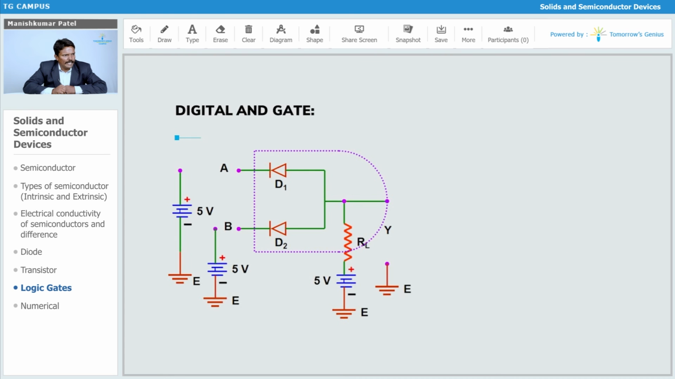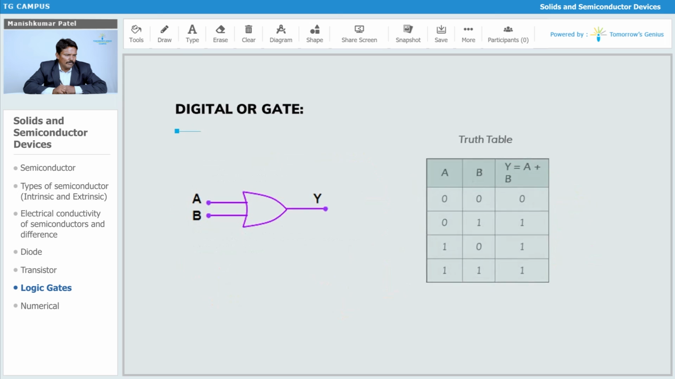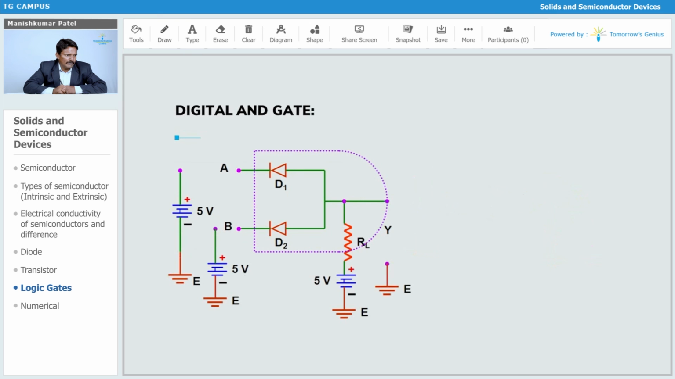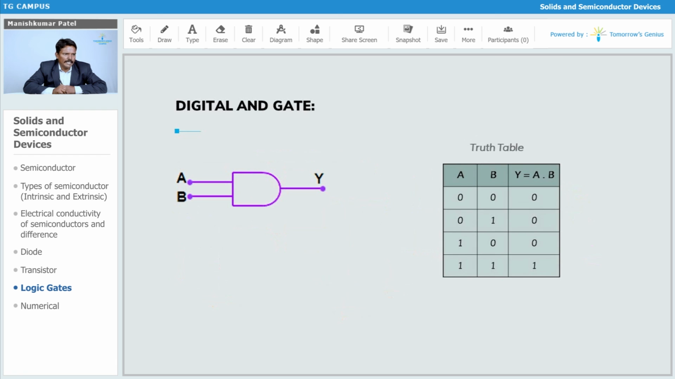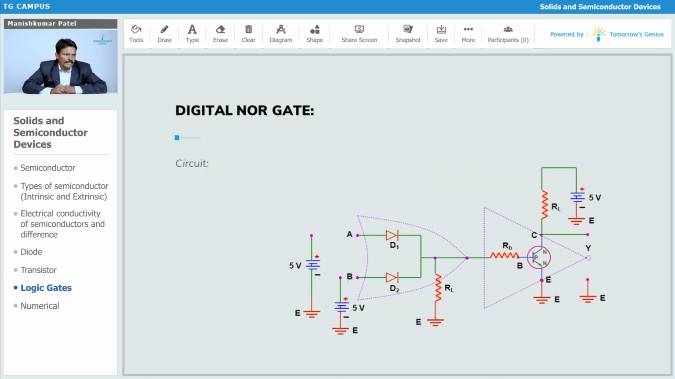This is the circuit of your AND gate. The previous one was the OR gate, and similarly this is the AND gate, which is represented by this table. This one is the NOT gate, where you will get the inverse output. When there is a high input voltage, the output voltage will be low. That is what we will get in the case of the digital NOT gate also.